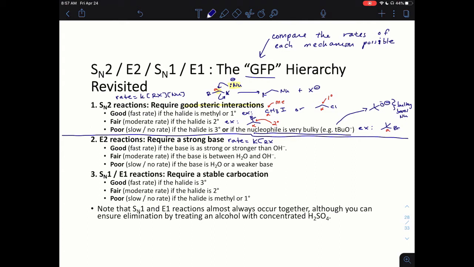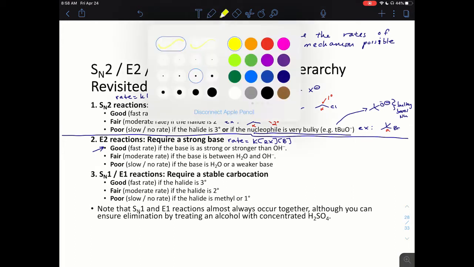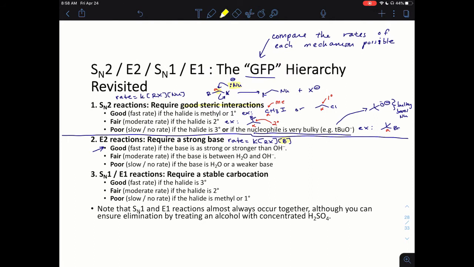It's the concentration of the alkyl halide, but this time, instead of acting as a nucleophile, whatever your electron-rich species is, it's acting as a base. So you will have a good fast rate of E2 when you have a strong base. So E2 reactions require a strong base. Of course, you also need to have a good leaving group. You need to have a beta hydrogen to deprotonate, all of that. But also, most importantly, you need a strong base. If you don't have a strong base, it's not happening.